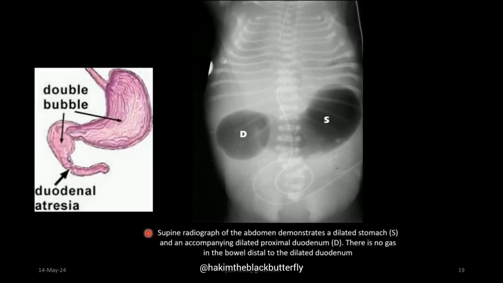So this condition here can be diagnosed even before birth by ultrasound, but also after birth. These kids can be examined by X-ray, and what you're seeing here is a radiograph showing a condition that we are calling duodenal atresia. Because of the obstruction here, there will be no passage of contents from the duodenum down to the rest of the small intestine.